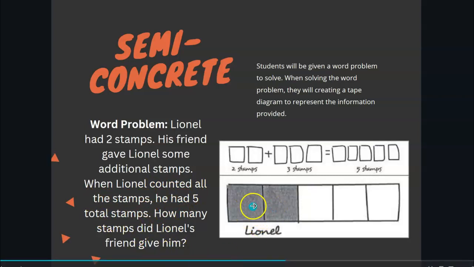So we have the 2 stamps that he started with. And then at the end, after his friend gave him stamps, he had a total of 5 stamps. So we're trying to find the difference. So 2 plus 3 equals 5 stamps.